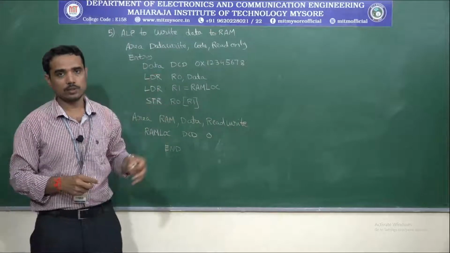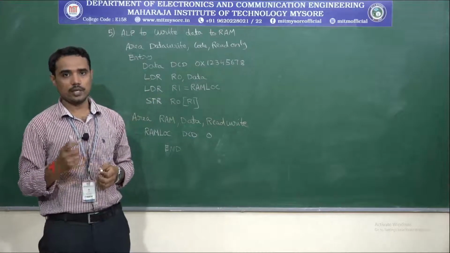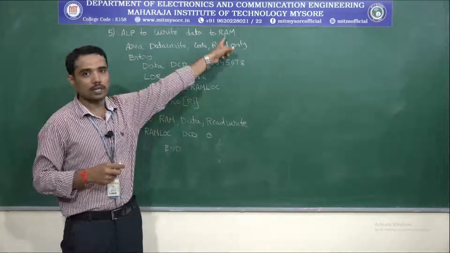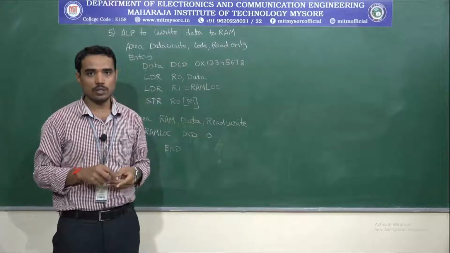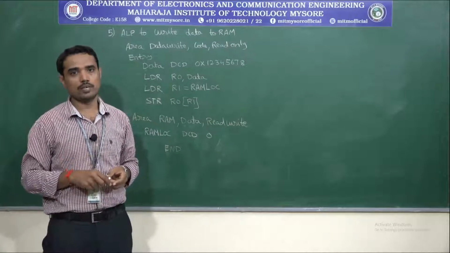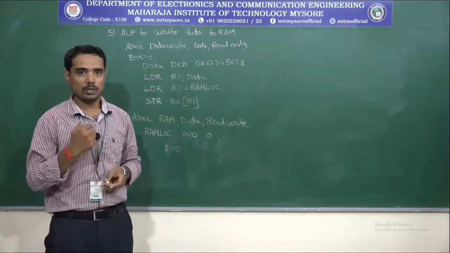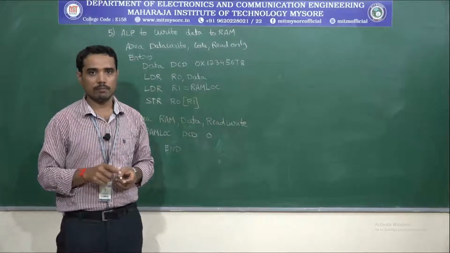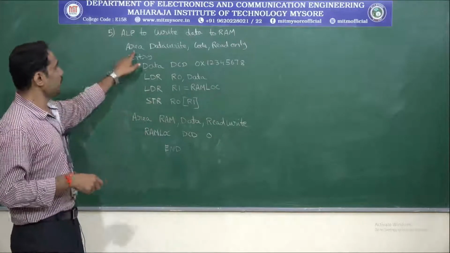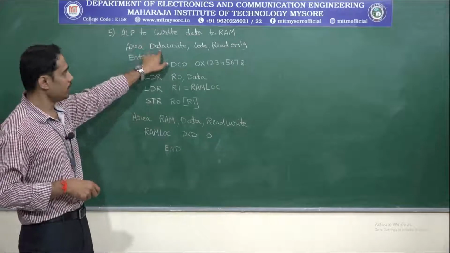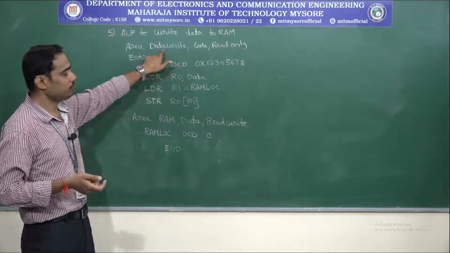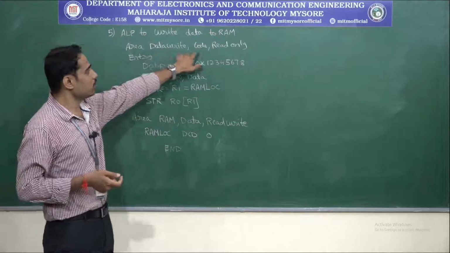Okay. The next program is the fifth program, ALP to write data to RAM. Here the aim is to write a data into a RAM. Into RAM refers to a RAM location. We are going to read the data first and then we are going to write the data into a memory location, which is nothing but RAM location. For that, as usual, area, the code name is data write. We are going to write the data for that purpose. Data write, code read only.